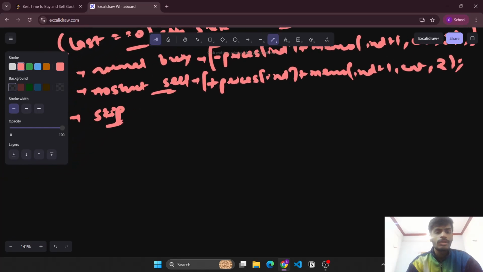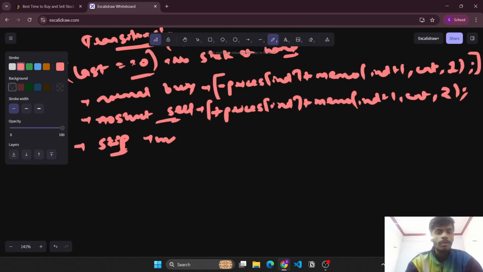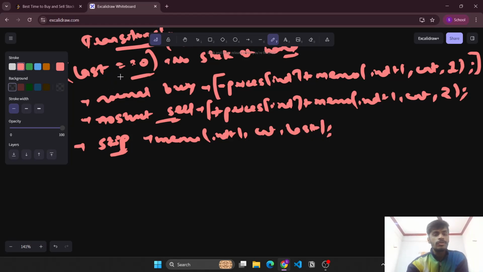And the third option is to simply skip it. So skip will be simply memo of index plus 1, and everything else, count and last, remains the same. Hence for last equals 0, there will be these 3 values, and we'll be taking the maximum of these 3 to get the profit.